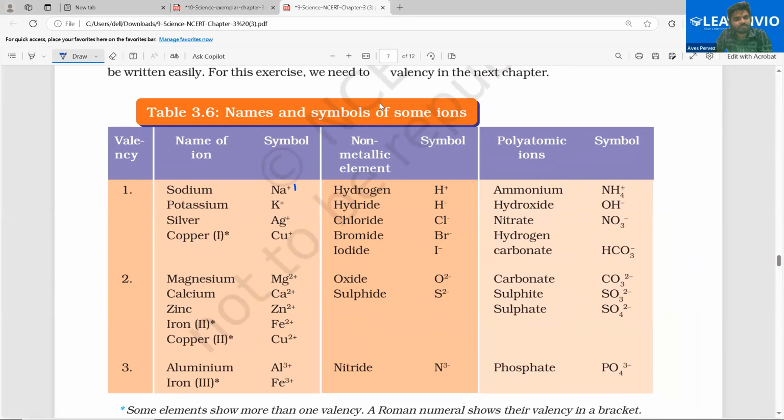Copper has +1. Copper is written here with its numeric name, copper 1 positive. Okay. Then we have some other atoms that also have positive one, like hydrogen. Hydrogen also has +1. So hydrogen has both +1 and -1, and here it is +1.